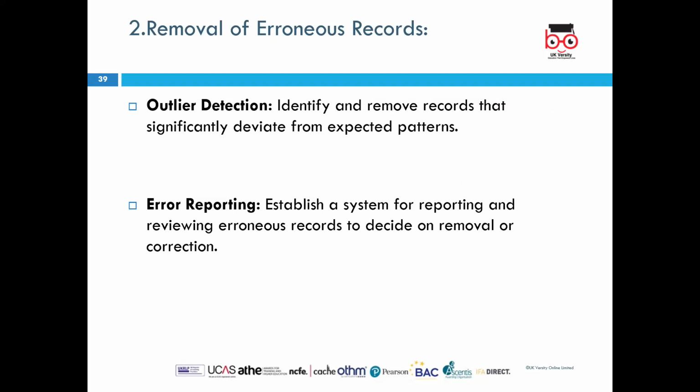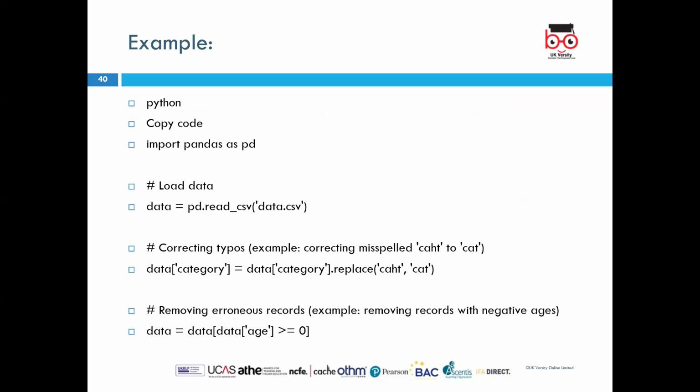Removal of erroneous records. So this involves outlier detection, which allows us to identify and remove records that significantly deviate from expected patterns. Error reporting, where we're going to establish a system for reporting and reviewing erroneous records to identify them for removal and correction. Here's an example of how the code will now be implemented.